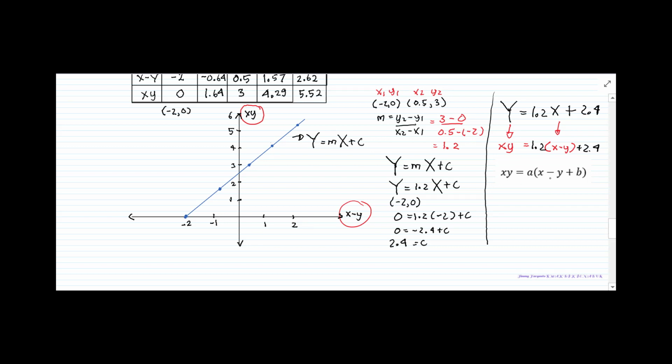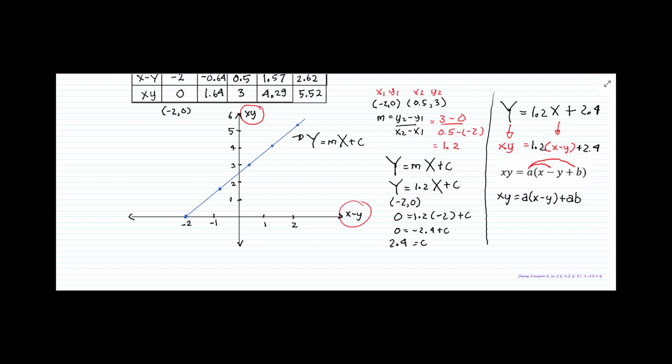I have a trick like this. Okay, so I can multiply the A into the bracket, the distributive law. XY equals A times X minus Y, so I can write A times X minus Y, and then A times plus B. The result will be AB.